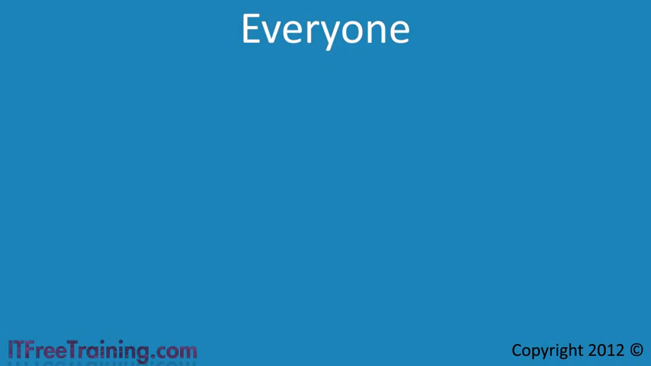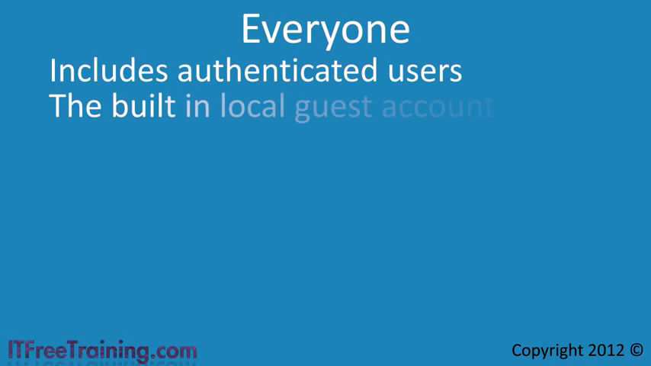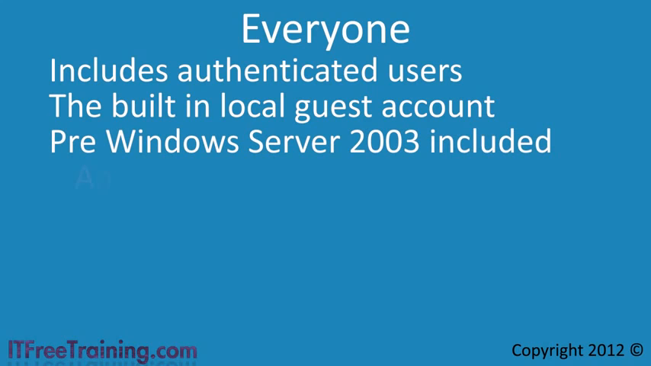The next special identity that I want to look at is Everyone. This includes everyone included in Authenticated Users, that is, all users from all trusted domains and the built-in guest account. If you want to give access to everyone in the organization or from trusted external domains inside the organization, you would use Everyone. If you are using a system before Windows Server 2003, that is Windows Server 2000 or Windows NT, Everyone also includes anonymous access. This is an important fact to remember if you have an old system.